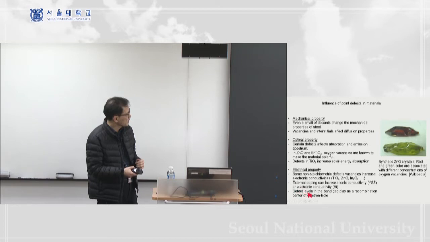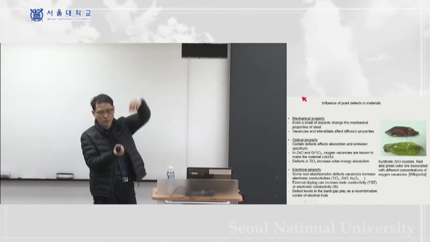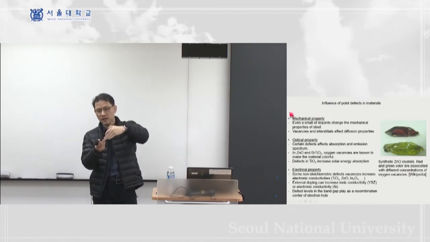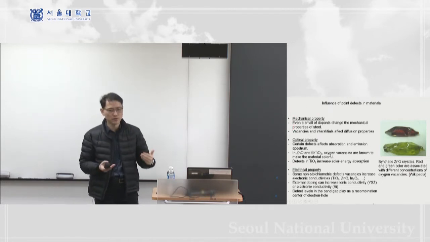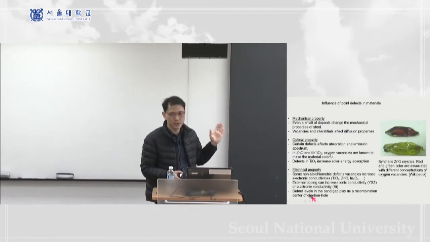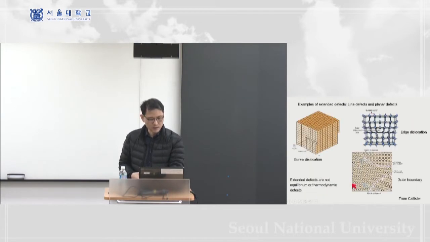This is the bad thing: defect levels in the band gap sometimes play as recombination centers of the electron-hole pairs. So the solar energy is absorbed and the electron-hole pair is created, but they can recombine at the defect site, which can kill the source of the energy. All right, so the types of defects are really important in many properties of the material.